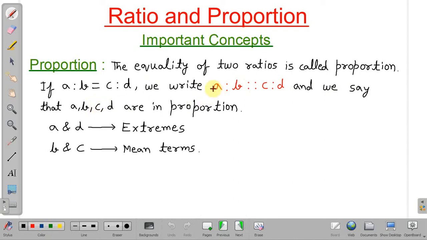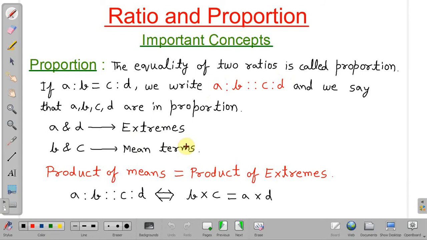So here A and D are called extremes, and B and C are called means or mean terms. If A ratio B is proportional to C ratio D, then the product of means is equal to the product of extremes. So in this case B into C will be equal to A into D. That is, the product of means, B and C are means and A and D are extremes, so B into C equals A into D. So remember this rule.